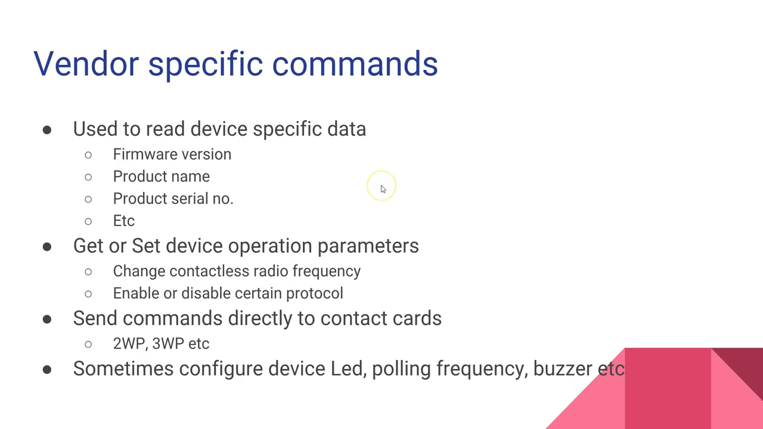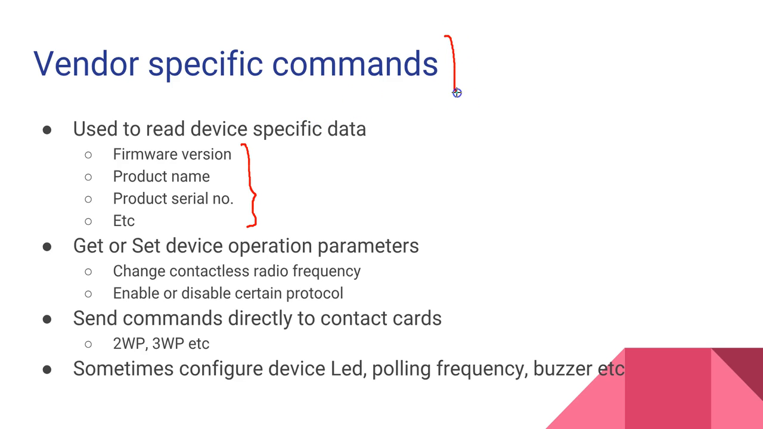So, what are vendor-specific commands? These commands are used to read the device-specific data. This is nothing to do with the contactless or contact cards. It's all about the reader itself. If you want to know the version of the firmware running on the device, or the product name or the product serial number, there are so many things you can get about the reader using these vendor specific commands.